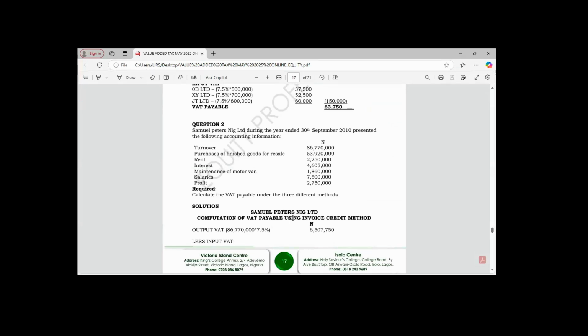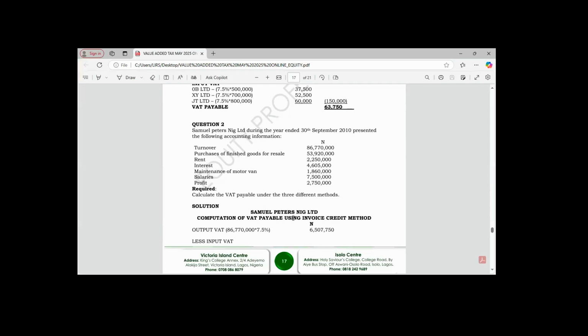Before we move to our next topic, I want to round up on the last topic that we treated, which is on value-added tax. We have only solved a single question. We still have one or two questions to be solved so that we have a better understanding of the topic.